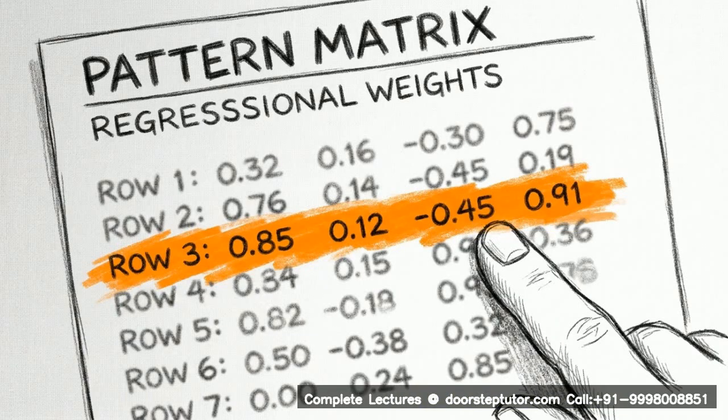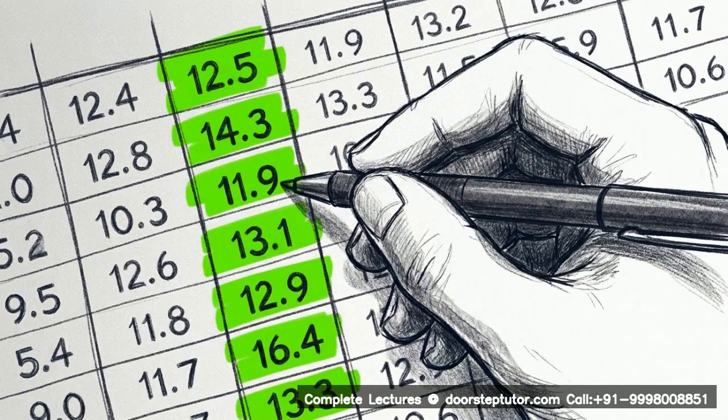The pattern matrix filters out the noise. It isolates the individual variables, stripping away the overlapping correlations so you can actually evaluate each one. Mastering the pattern matrix justifies the heavier workload. It cuts through the correlation and reveals the unique, uncontaminated investment of every single factor.